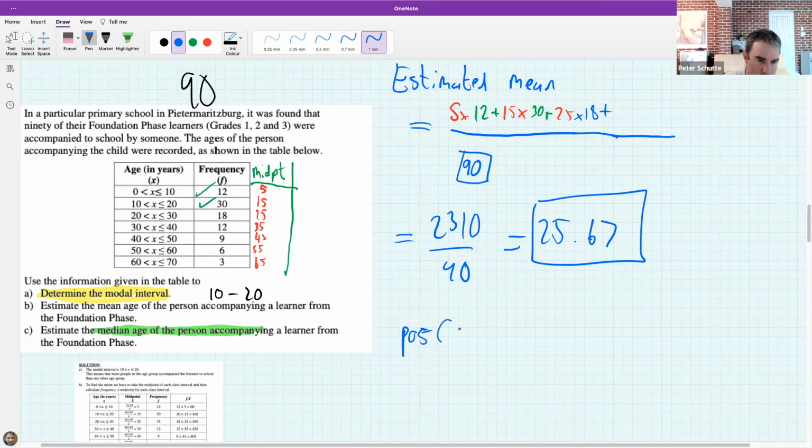So position of the median. So this would be a half.